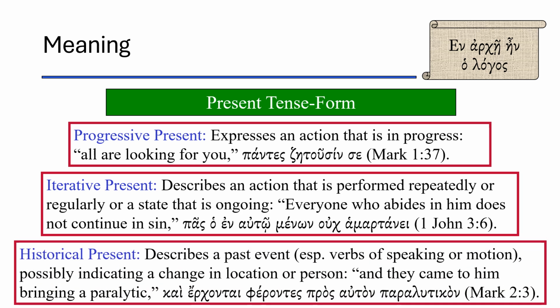Then there's the historical present. This is describing a past event, especially in verbs of speaking or motion, possibly indicating a change in person or location. And they came to him, bringing a paralytic. These are events that happened in the past, but they use the present tense.